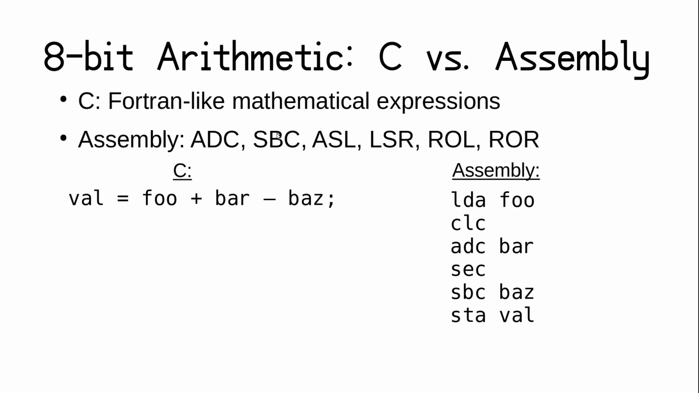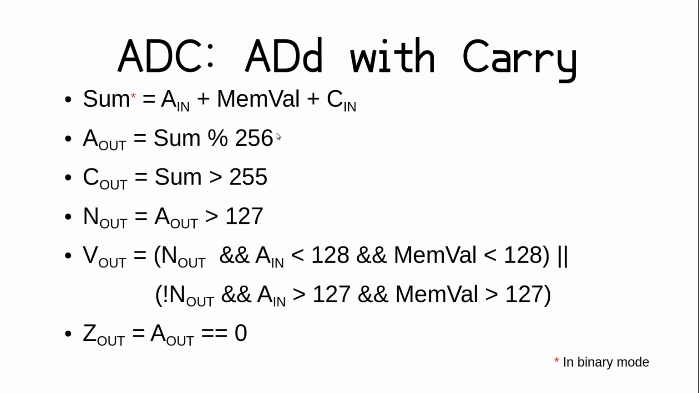Then we set the carry bit before subtracting the value of baz from the previous result, and finally taking the final result and storing it to val. Of course, this is an extremely simple example, but for 8-bit addition and subtraction, that's all you really need to do. Let's take a closer look at ADC, or add with carry instruction.